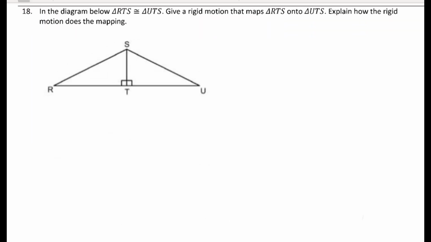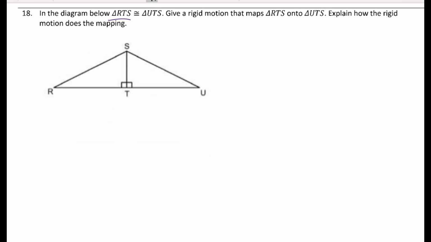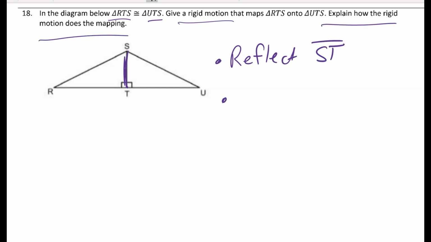For number 18, a similar question. It's telling me that the two triangles are congruent, and it wants a rigid motion, so just this one rigid motion, not a sequence, that maps the two triangles onto one another. So again, it looks like if I just reflect over ST, I'm in business. The next part, though, says explain how the rigid motion does the mapping.